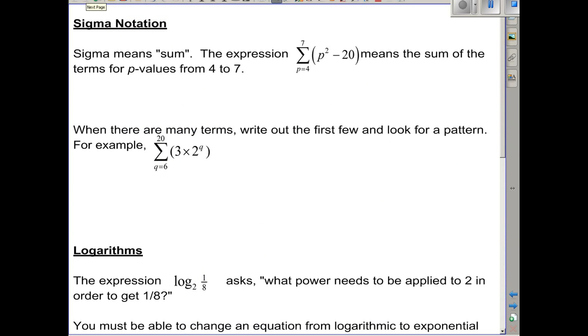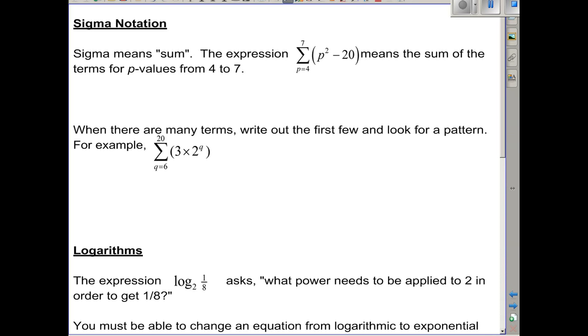Okay, sigma notation. Sigma means the sum. And this is capital sigma, not to be confused with lowercase sigma, which we're using for standard deviation. So the expression that's given means the sum for p values from 4 to 7. So all you really need to do here is substitute in those p values.